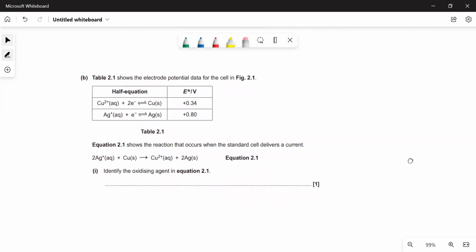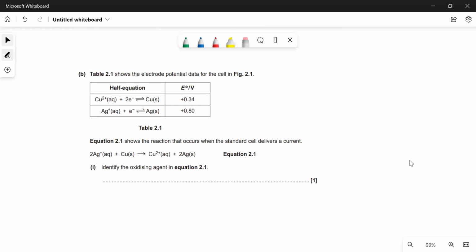Okay, so we've got the electropotential data for the cell. The equation shows the reaction that occurs when the standard cell delivers a current. Okay, so identify the oxidizing agent. Well, it is actually silver as the oxidizing agent. How do we know that? Well, the oxidizing agent gets reduced and the silver goes from a +1 oxidation state to a 0. That's one way of looking at it.